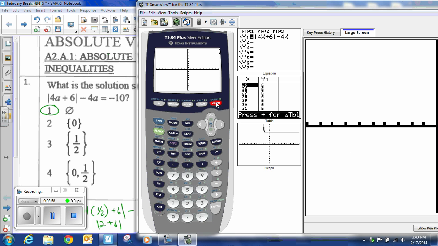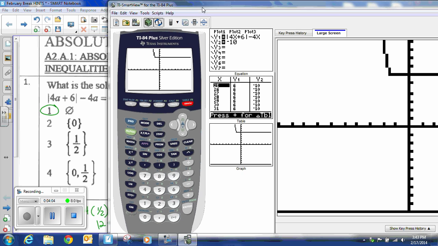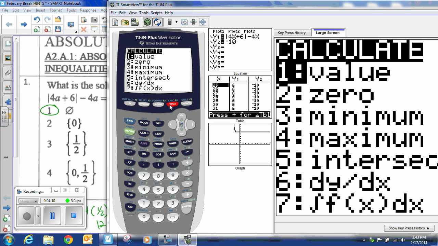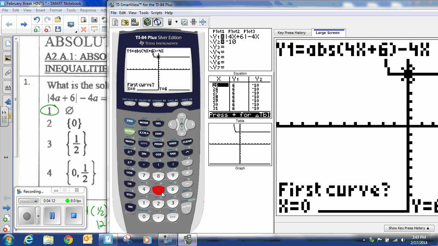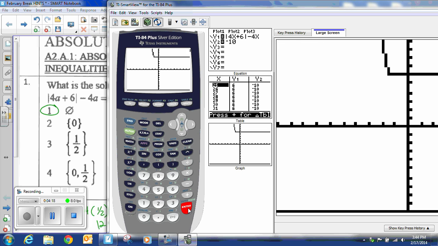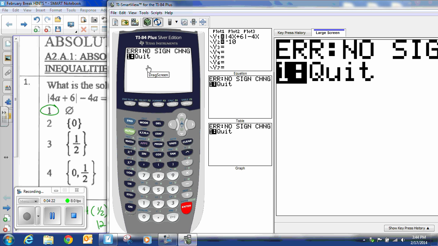We'll graph. Here's our absolute value equation. Here's negative 10. As you can see, it looks like they never intersect. Let's confirm that with the intersect feature. So here's the first curve. Second curve, let's take a guess, and as you can see, it says error because there is no solution. So we've confirmed that this is our answer.